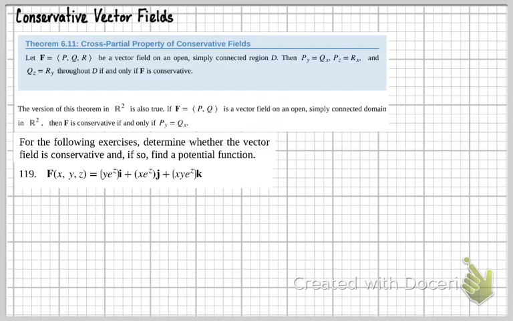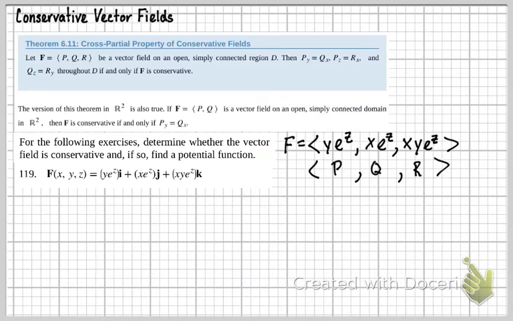Now look at this exercise below. It says, for the following exercises, determine whether the vector field is conservative. If so, find the potential function. This is a 3-dimensional vector field, so it's the top case I'm dealing with. I'm going to have to find Py, Qx, Pz, Rx, Qz, and Ry. It's a lot of partial derivatives. I'm going to rewrite this first for my sake, and understand that this is P, this is Q, and this here is R. Now we're going to start finding all of those partials.